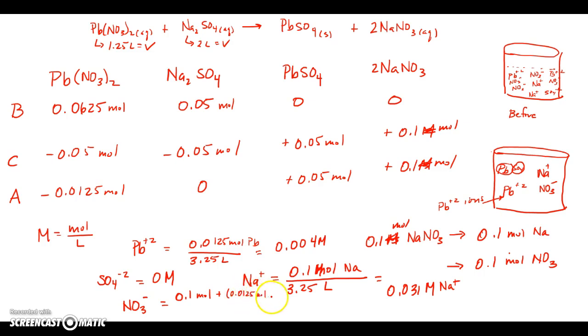0.0125 moles times 2. The reason I'm doing this times 2 is because of this subscript number. So that works out to be 0.025. That means if I were to rewrite that, I have a total of 0.125 moles of NO3 over 3.25 liters. And that molarity is 0.04 molar NO3 minus.